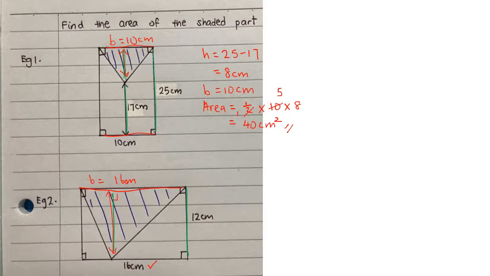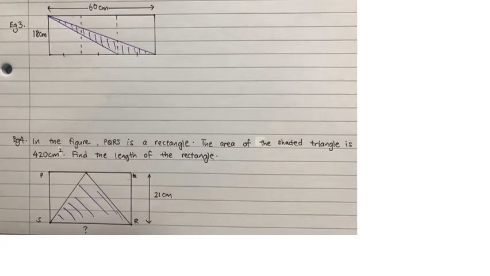So, the height is 12 cm, and the base is 16 cm. Therefore, the area has to be half times 16 times 12, and we divide both sides by 2, we get 8 times 12, 96 cm square. Next, we take a look at example 3. So how do we find the area of the shaded part here?